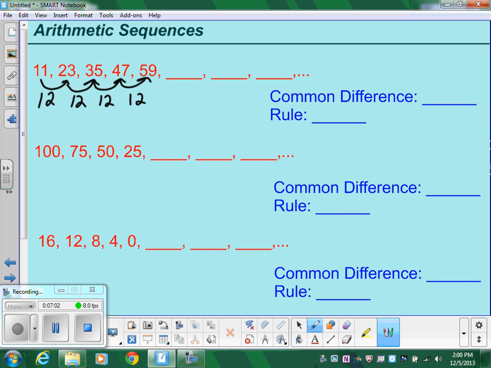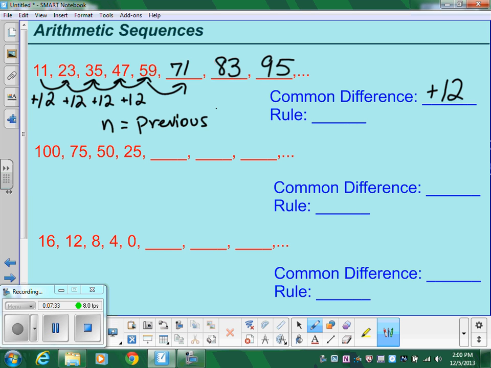As you can see, the numbers are increasing, so we have a plus 12, which means our next term would be 71, followed by 83, followed by 95. In this particular situation, our common difference is positive 12, meaning our rule, where n is our previous term, is n plus 12.